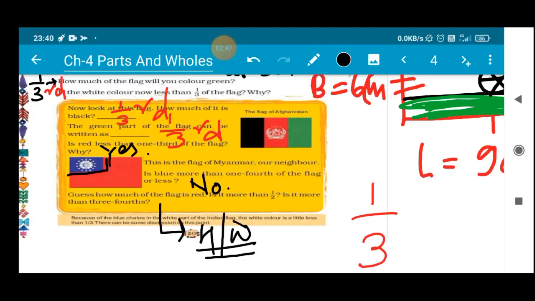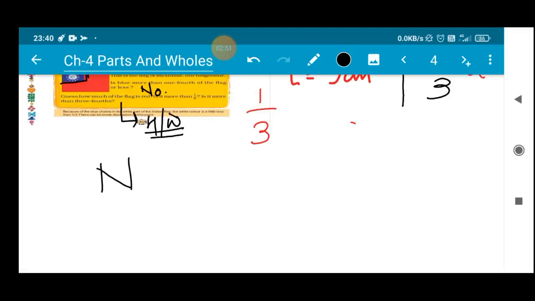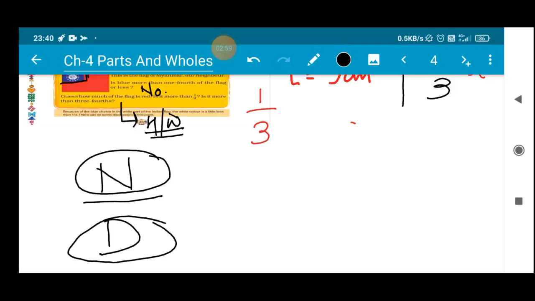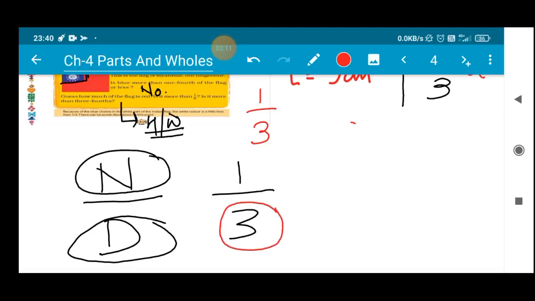So I hope you understood the concept of a fraction. The fraction is represented in the form of a numerator and a denominator. The top part of the number represents the numerator. The bottom part represents the denominator. Suppose I write 1/3, 1 is our numerator and 3 is the denominator. So what is it representing? Out of 3, one part is covered.